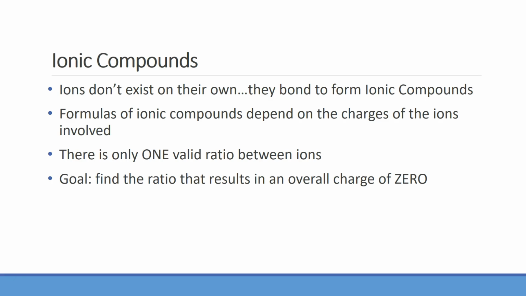Ions don't exist on their own. They have to bond, and they form ionic compounds. And the formula of the compounds is going to depend on the charges of the ions involved. For ionic compounds, there's only one valid combination. So for example, sodium and chlorine can only combine in one specific way. And the goal is to find a ratio that results in an overall charge of 0. So all ionic compounds are neutral, and your job is to figure out what's the magic ratio to get the charges to add up to 0.